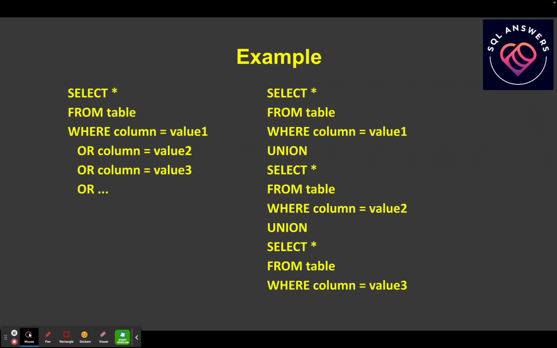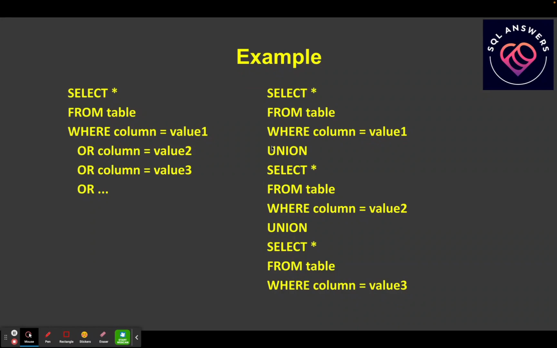So here's really all it looks like. You've got a SQL statement. We're selecting from a table where a column equals a value, or another column equals a value, or maybe another column equals a value. The translation of that just winds up being splitting off these individual sections of the WHERE clause and putting them into their own independent query, and then unioning the results.